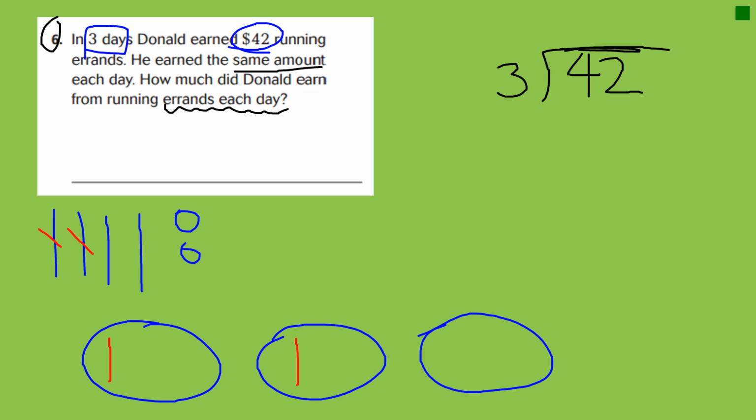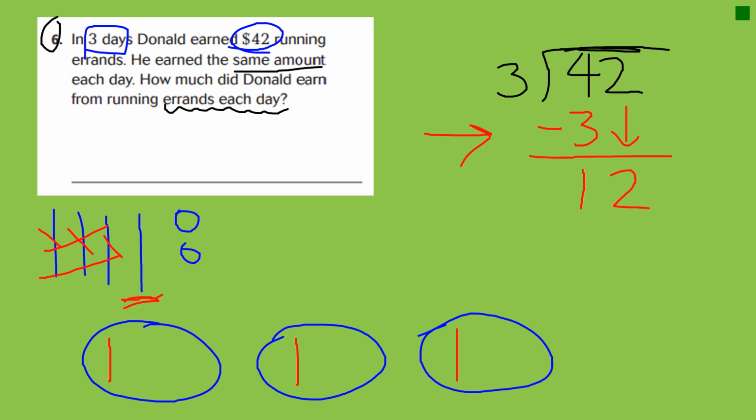And that's all we can do with the tens, right, guys? Because there's just one left there. So over here, let's record what we just did. We took 3 tens and divided that out. We have 1 ten left. Bring down that 2. Okay?